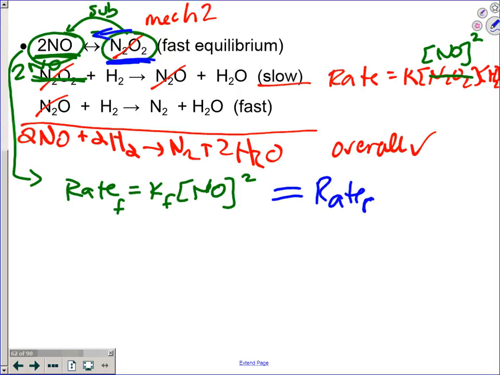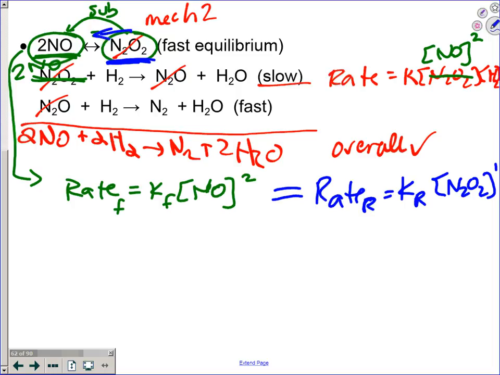This is an R, K, and this is the rate law constant for the reverse reaction. The concentration of N2O2 to the first power, because that's only the one coefficient. Okay, so essentially I'm saying rate forward equals rate reverse. That's the definition of equilibrium. That's why I can do this.